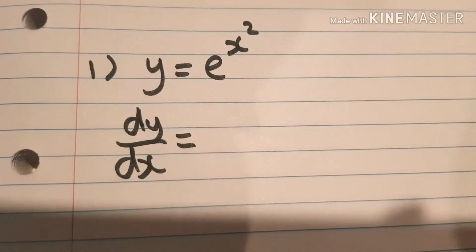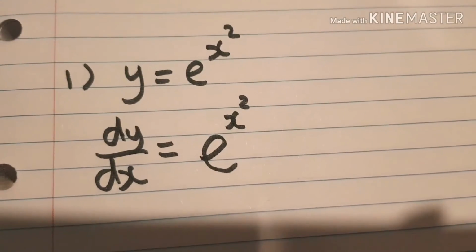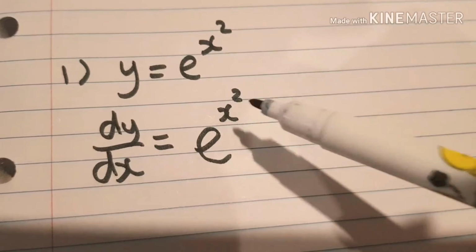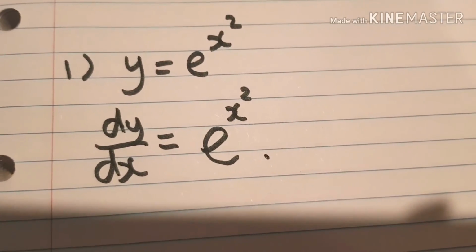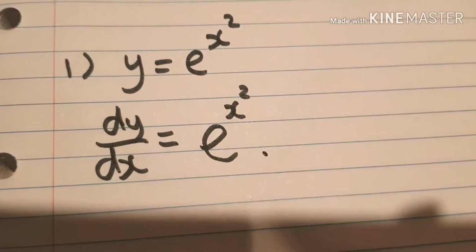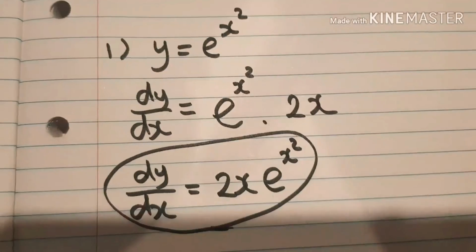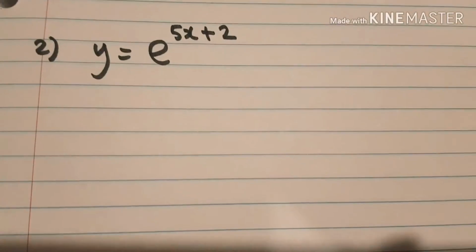Have a go at doing this question. First of all, I need to differentiate it. This will stay the same, but I need to differentiate the power and multiply it. If I differentiate x to the power of 2, it's going to be 2x. Then I just need to rewrite the equation like this, and this will be the final answer.